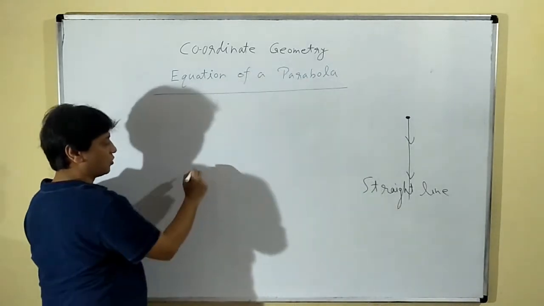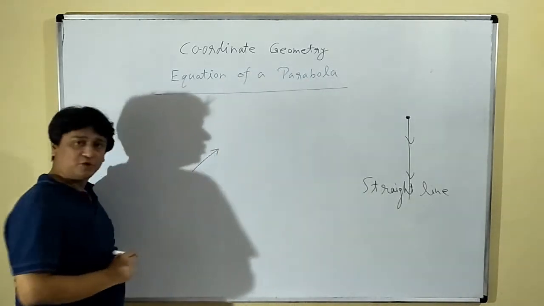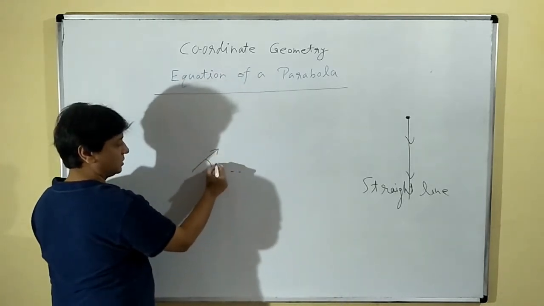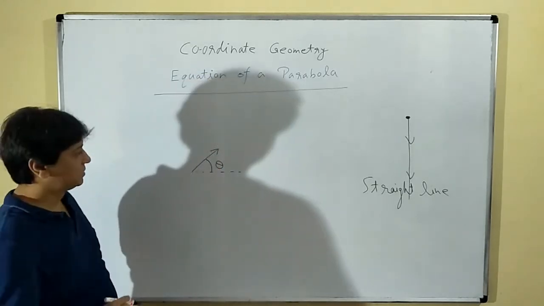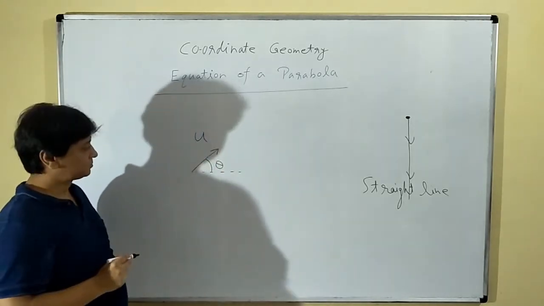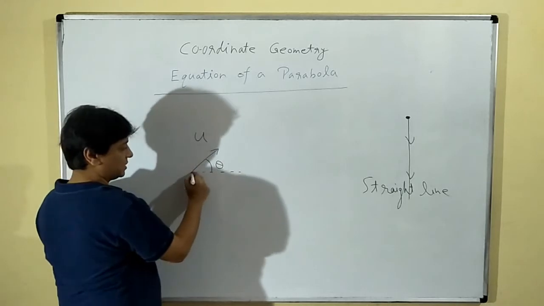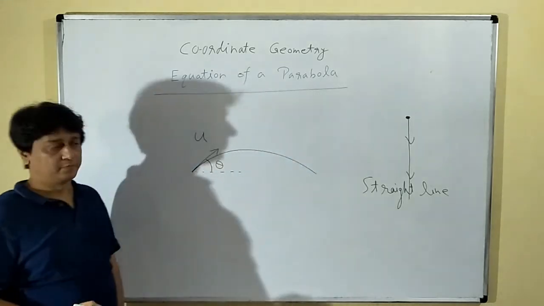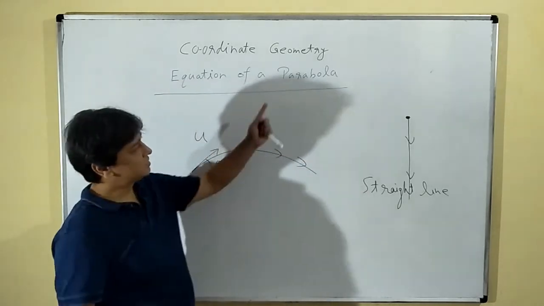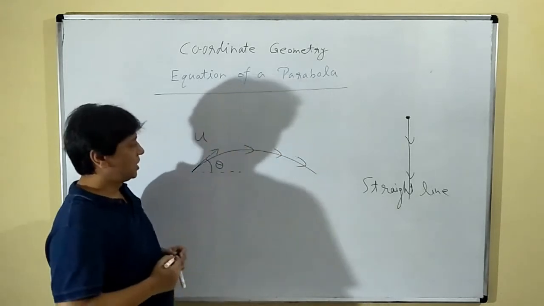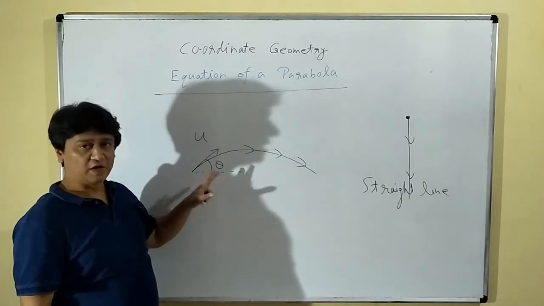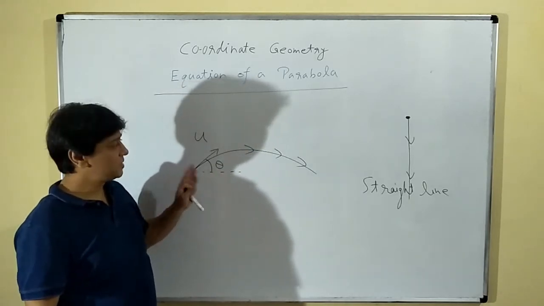But when you throw an object at some angle from the horizontal, let's say this angle is theta, and you project something with some initial velocity u, then its path is like this. This type of path is called a parabola, and we study this in projectile motion. But as of now, we are interested in how to write the equation of a parabola.